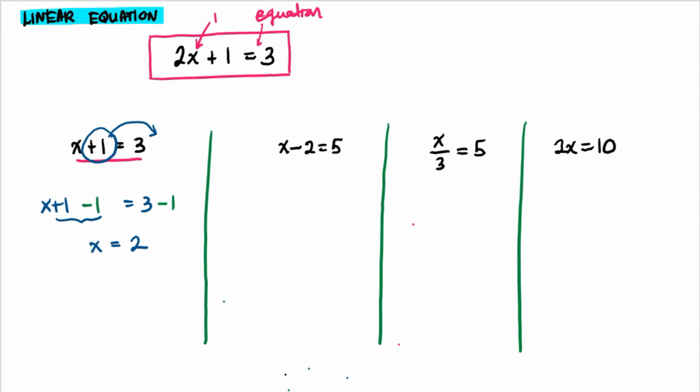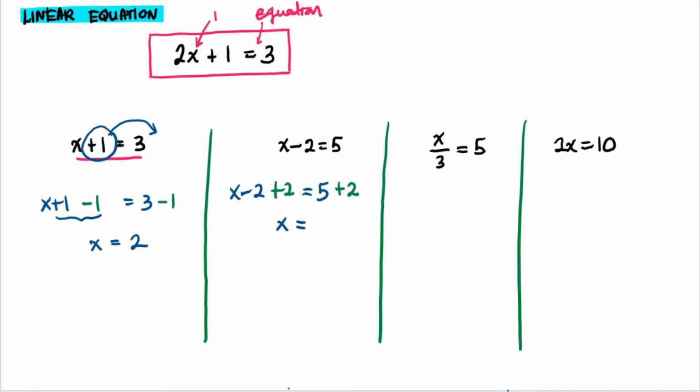of the equations. Now suppose we have x minus 2 equals 5. How do we solve this? To leave x alone on the left side, we have to add 2 on the left side, and then we have to add 2 on the right side. So we now have x equals 7. That's how we solve it.